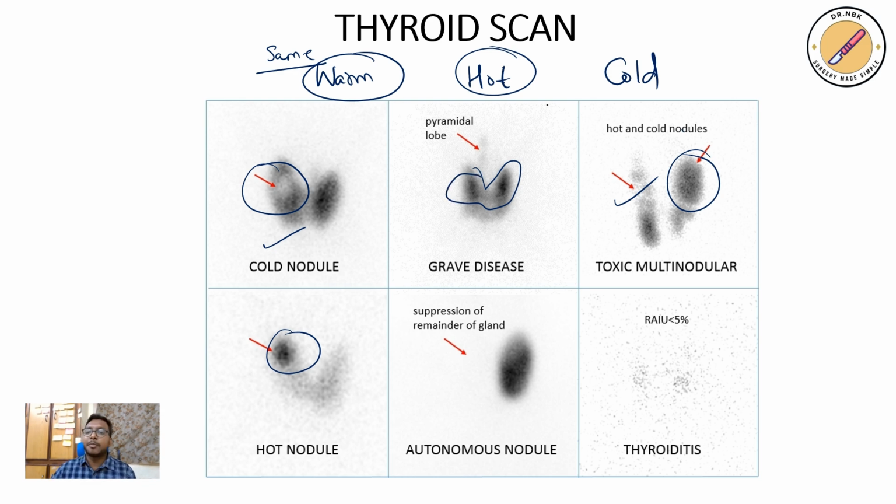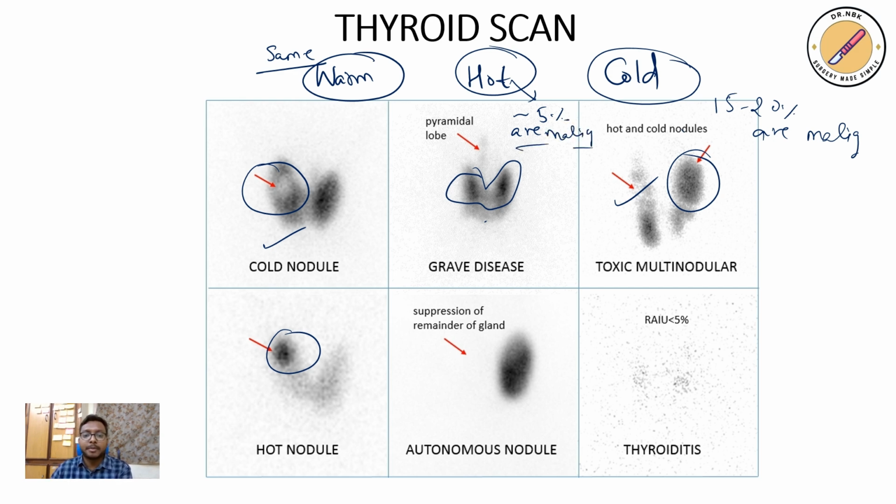Okay. Another important point we need to remember is that a warm nodule almost doesn't have any chance of malignant transformation. Of cold nodules, around 15 to 20% are malignant, whereas of hot nodules, around 5% are malignant. Okay, so these are the important points we should remember.